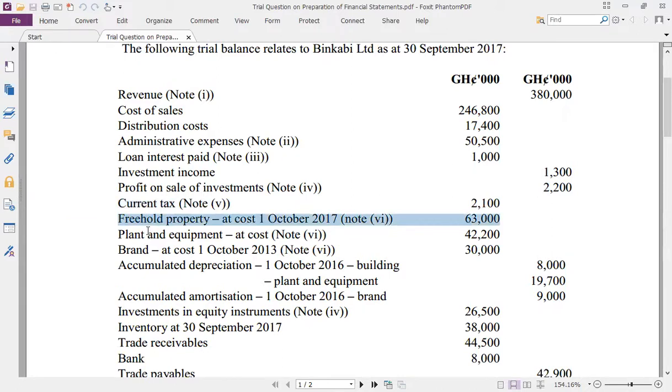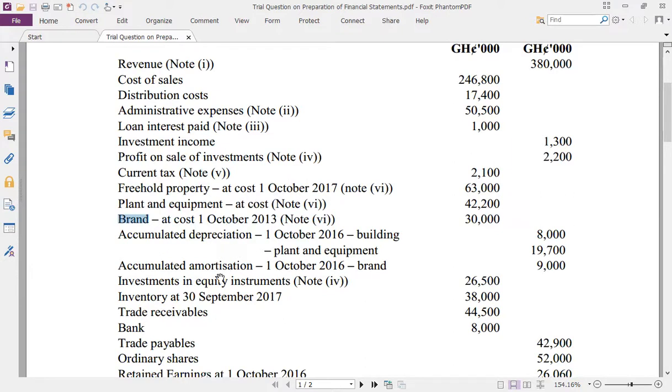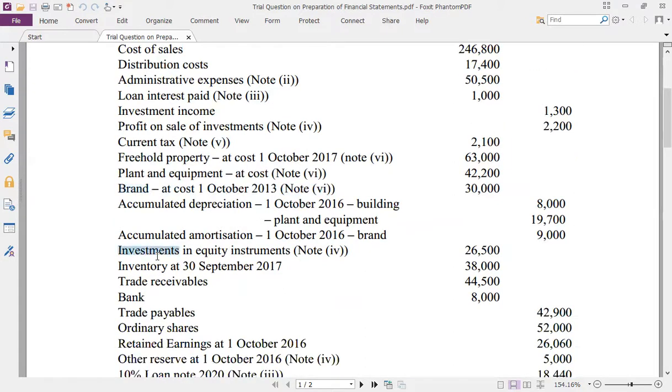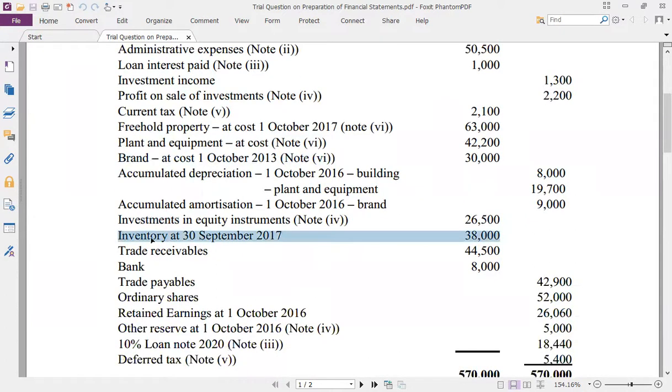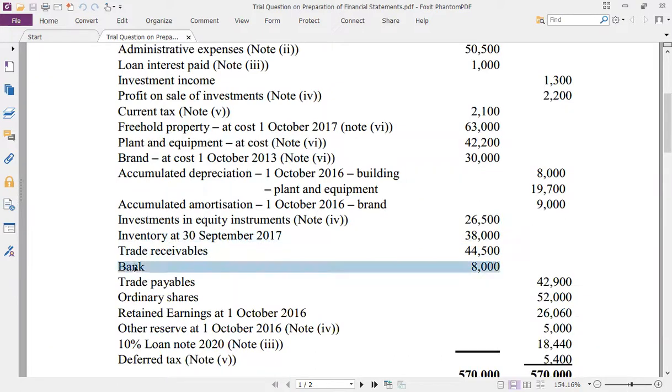Freehold property, that is PPE, a non-current asset in the statement of financial position. Plant and equipment, the same place. Brand, the same place. All the accumulated depreciation and amortization, the same place. Investment in equity is a non-current asset. Inventory, current asset. Trade receivable, current asset. Bank: when you write bank like this, sometimes we push the balance to the credit side. That's a very dangerous position. Current assets, very good.